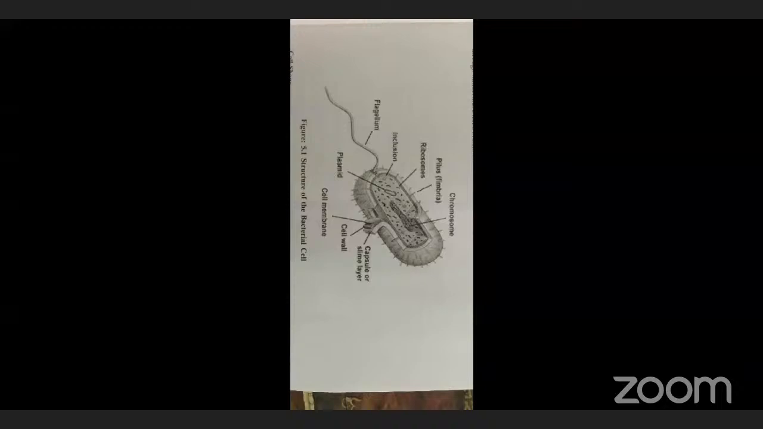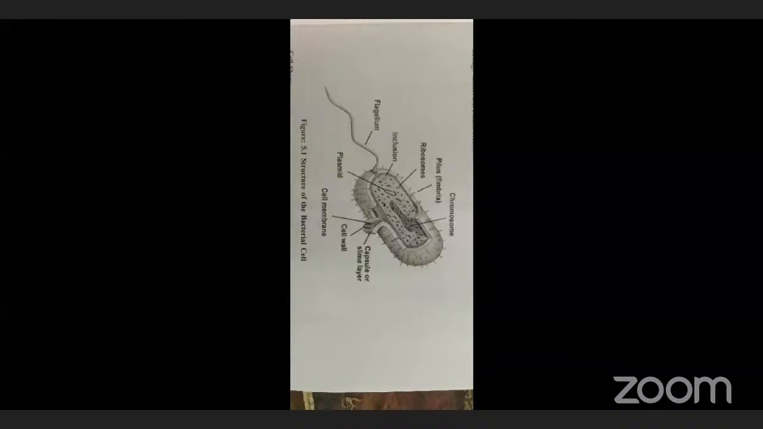Okay. So another one is the stationary phase. After a period of exponential growth, the cell division stops due to the depletion of nutrition and accumulation of toxic products. The number of new cells formed is just enough to replace the number of cells which have died.